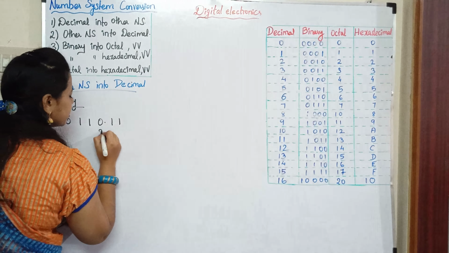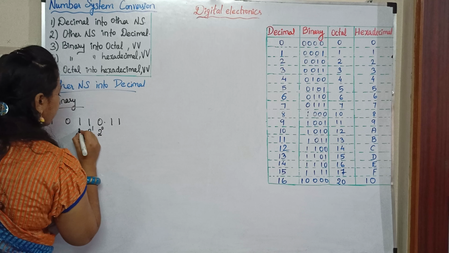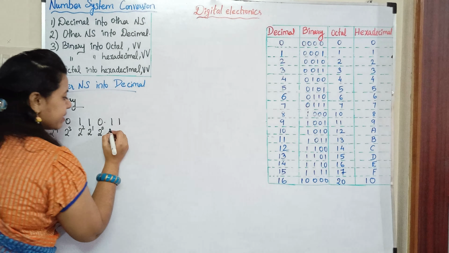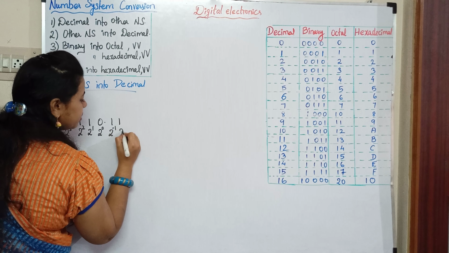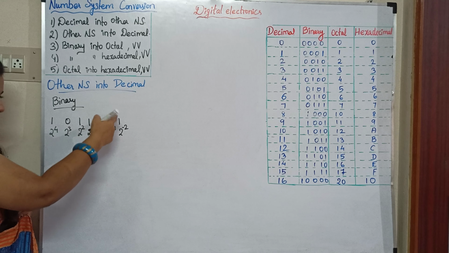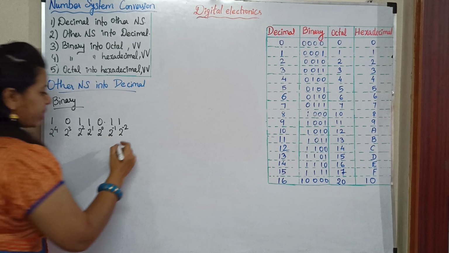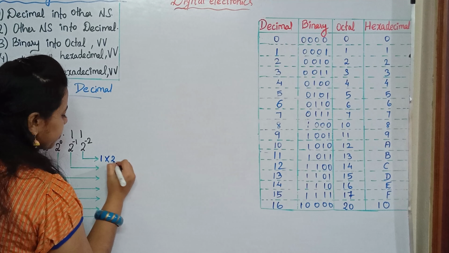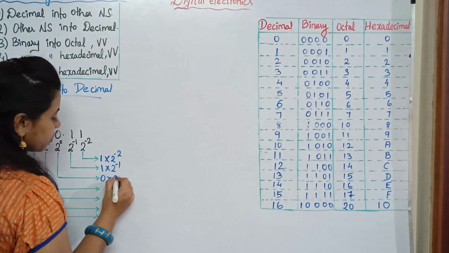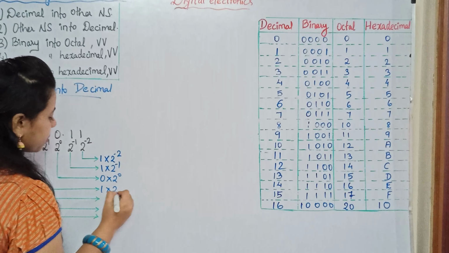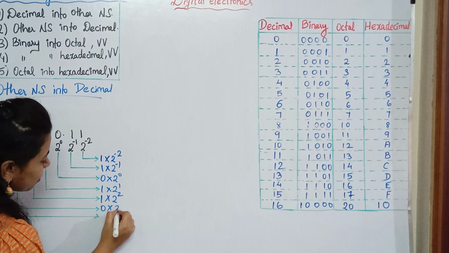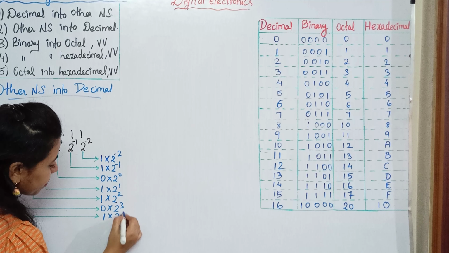So it has the weights 2 to the power 0, 2 to the power 1, 2 to the power 2, 2 to the power 3, 2 to the power 4. This is the fractional part. It has the weights 2 to the power minus 1, 2 to the power minus 2. Now you have to multiply each digit by its positional weight: 1 into 2 to the power minus 2, 1 into 2 to the power minus 1, 0 into 2 to the power 0, 1 into 2 to the power 1, 1 into 2 to the power 2, 0 into 2 to the power 3, 1 into 2 to the power 4.